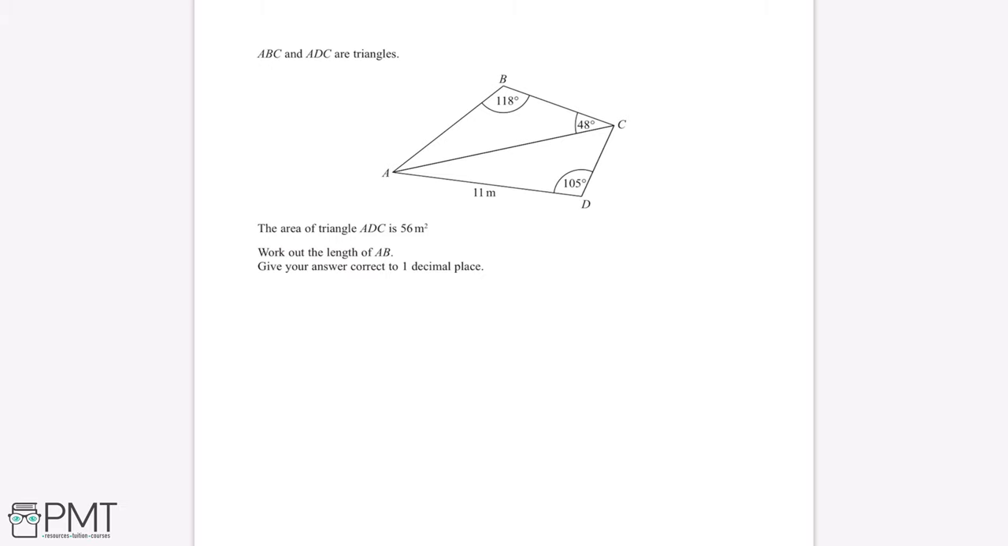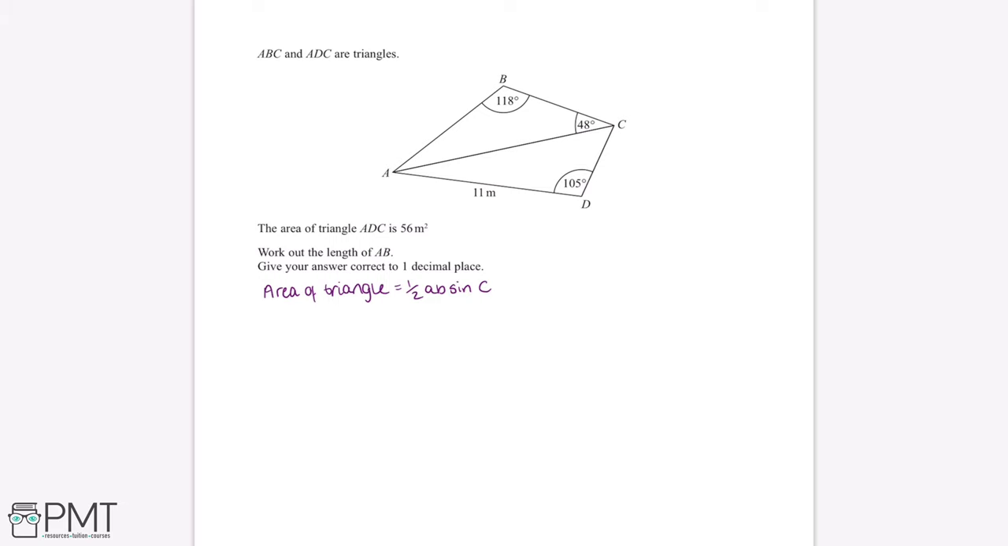So an important thing to remember for this question is to write out all the information which we work out onto the diagram. So the first thing we can do is use the formula for the area of a triangle to work out what this length CD is equal to. So the area of a triangle is equal to a half ab sin C.